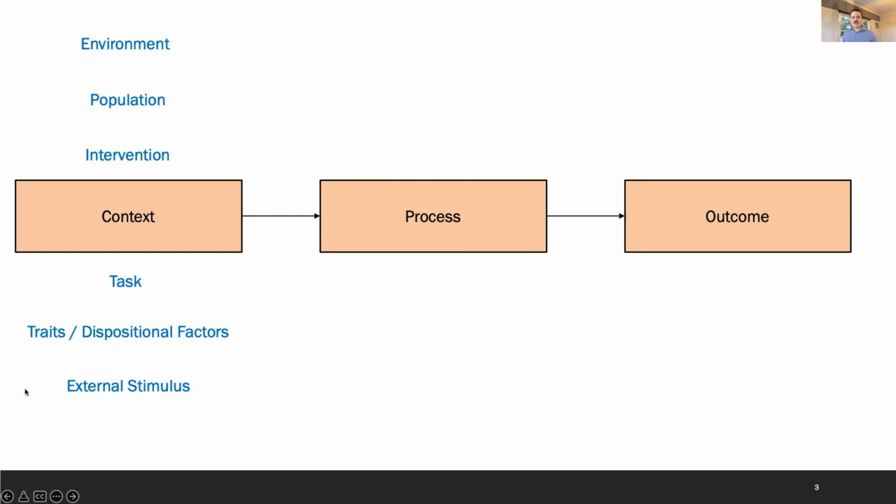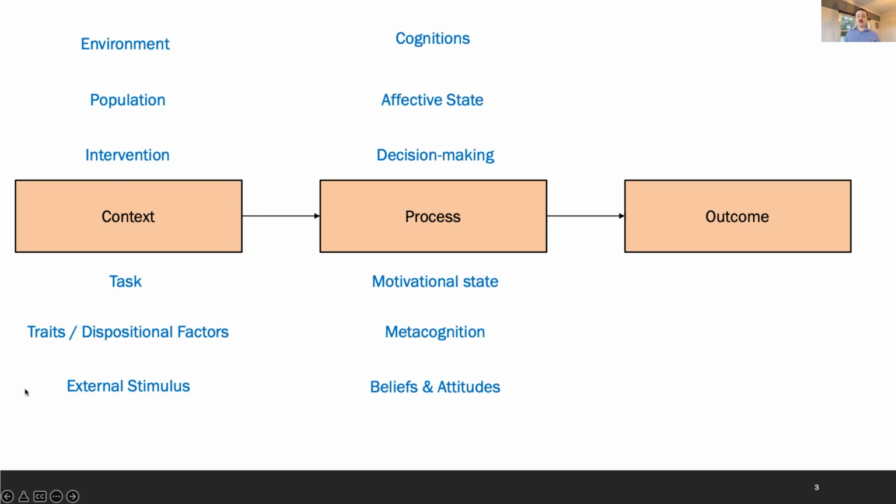Psychological research is really interested in the process that plays a role within this context that determines outcomes. When I talk about processes, again very broadly, I'm talking about things like cognitions, affective states, decision-making, motivational states, you name it: internal, kind of hidden processes that we as a field are interested in. And these processes lead to outcomes.